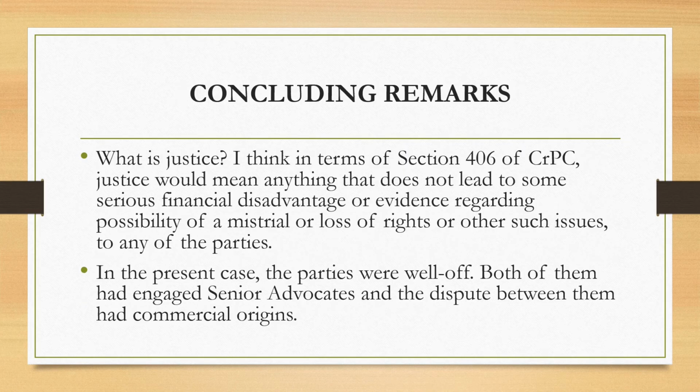So what are my concluding remarks? As the court stated, section 406 of CrPC shall come into effect only when it is expedient for the ends of justice. But what is justice? I think that in terms of section 406 of CrPC, justice would mean anything that does not lead to some serious financial disadvantage, evidence regarding possibility of a mistrial or loss of rights or other such issues to any of the parties. If the mere location of a court is leading to any of the above, then it would not be expedient for the ends of justice to continue the criminal trial at such a place.